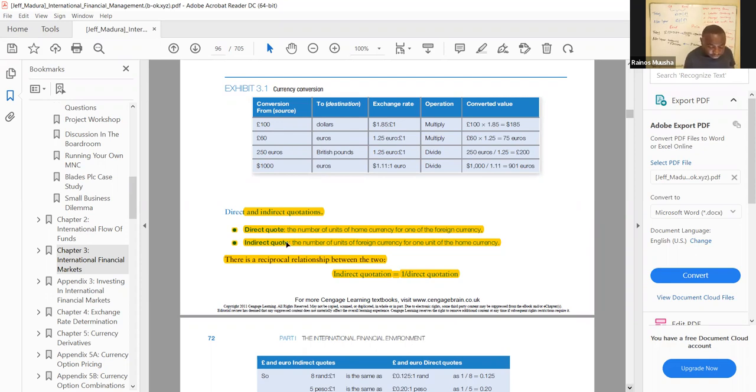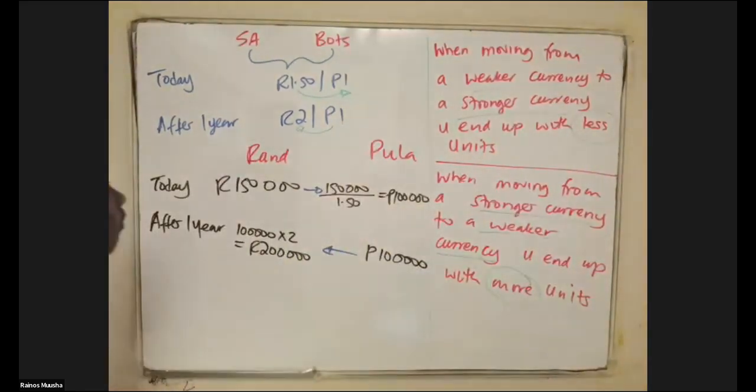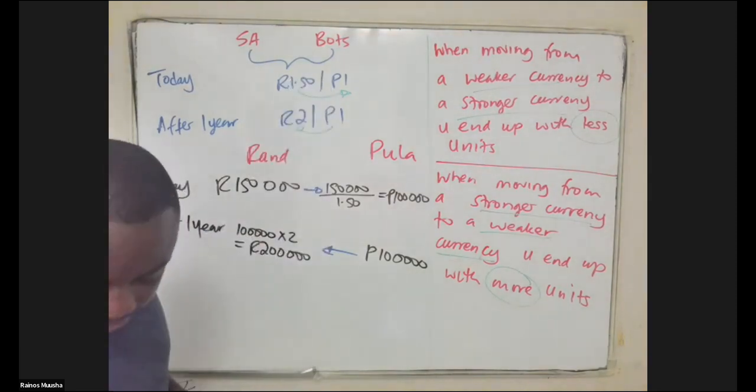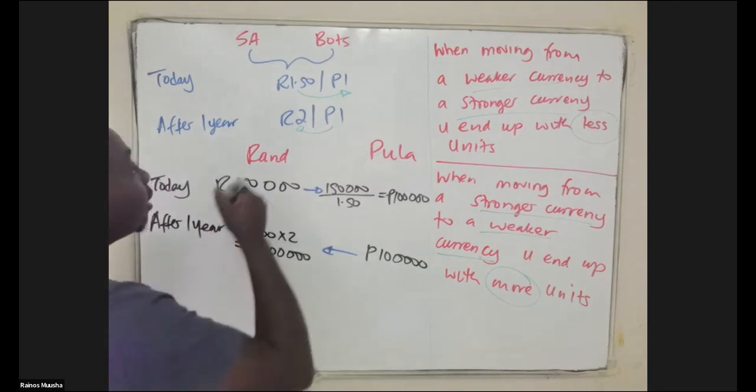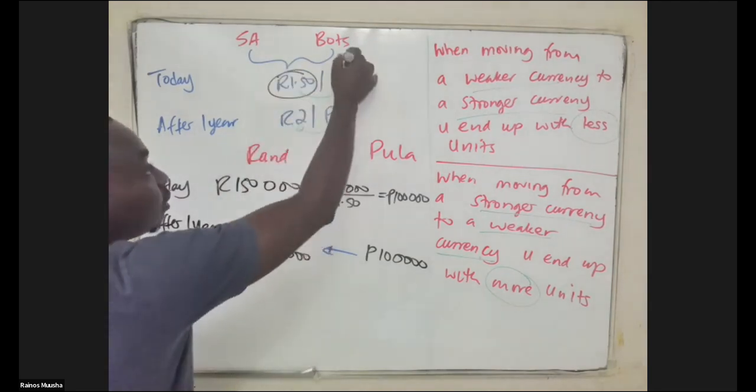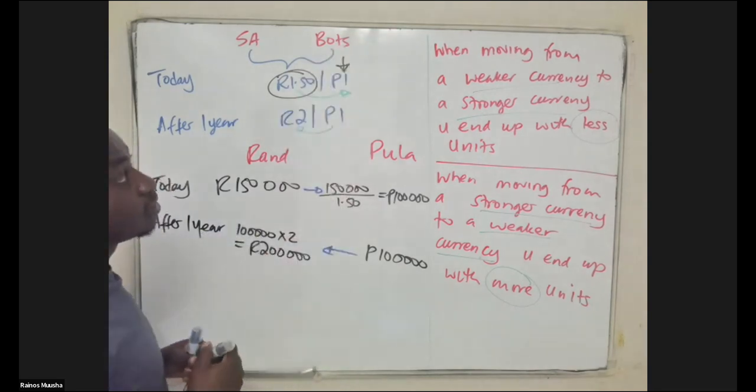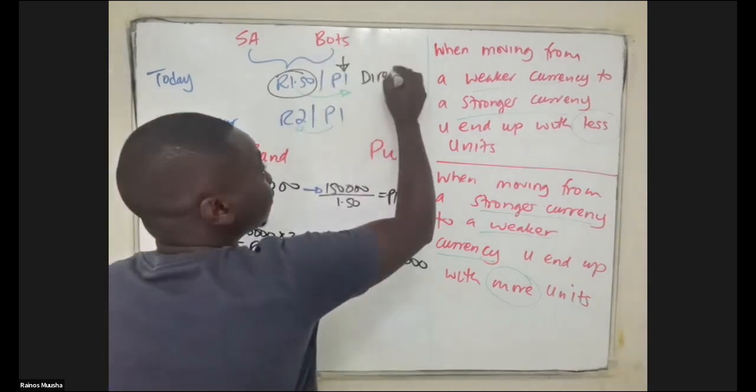So the first type is what we refer to as the direct quote. This is where you're asking yourself, what is the number of units of the home currency for one unit of the foreign currency? So how many units of the domestic currency do we need for the foreign currency? In this case, our domestic currency is the rand. So how many units of the rand are we in need of for 1 unit of the foreign currency? This is basically what we refer to as the direct quote.